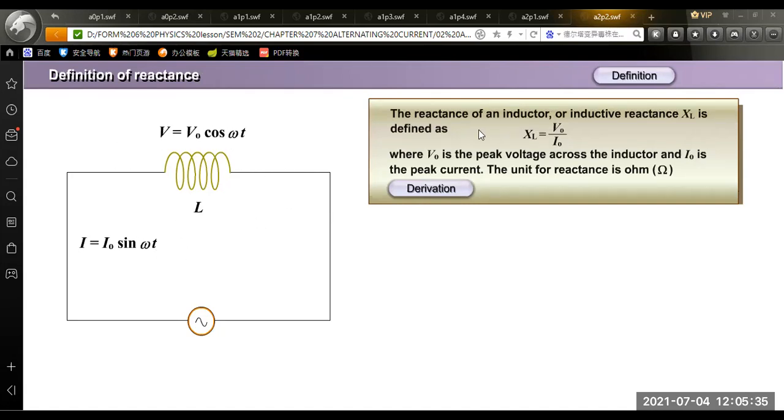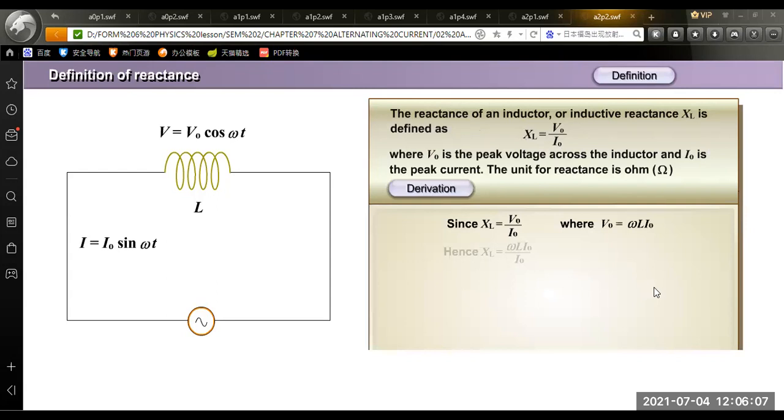The reactance of an inductor, or inductive reactance XL, is defined as XL equals V naught over I naught. The concept of XL is like the resistance, where V naught is the peak voltage across the inductor and I naught is the peak current. The unit for reactance is ohm. This means the reactance is a type of resistance.